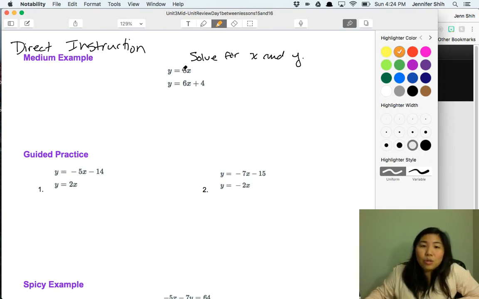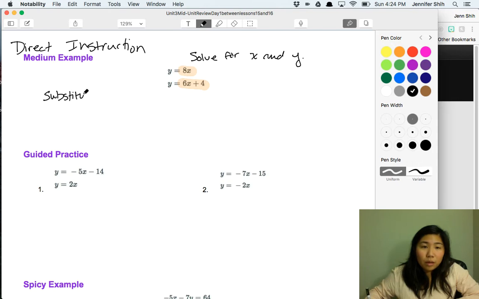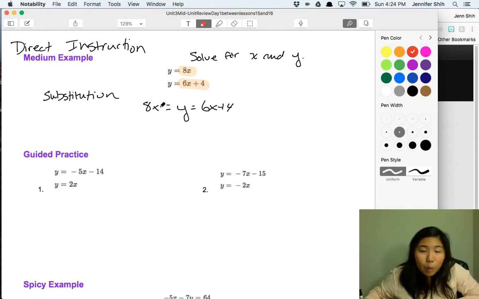Now, y is equal to 8x. You know what else is equal to y? 6x plus 4. In order to solve this, I'm going to use substitution. And I'm going to sub in 8x for this y. I'm also going to write it like this: 8x is equal to y, right? Which is also equal to 6x plus 4. Watch this part. If both of them are equal to y, then they equal each other. This is a big equal sign.